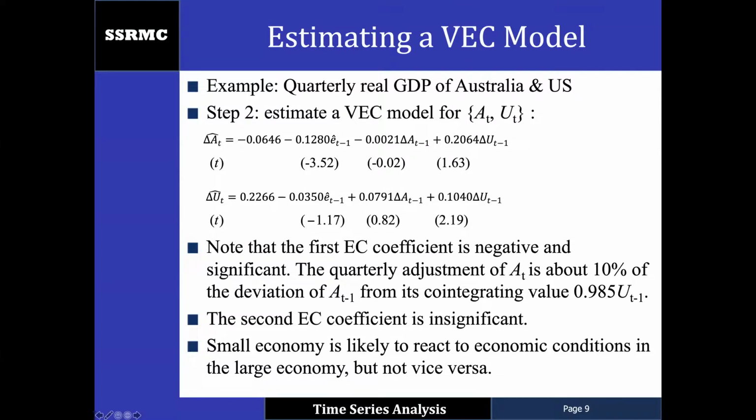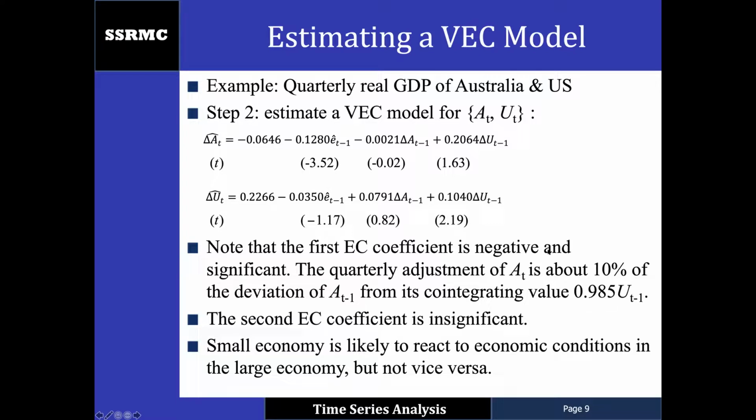We then use the lagged residual series from the first step to estimate this VEC model as shown on this slide. So we have the coefficient estimate for the error correction terms and the coefficient estimate for the lag terms for both the dependent and independent variables. You may notice that the first error correction term is negative and significant, which is consistent with our expectation. The interpretation of this coefficient is Australia's quarterly GDP will adjust about 10% of the deviation from its co-integrated value.